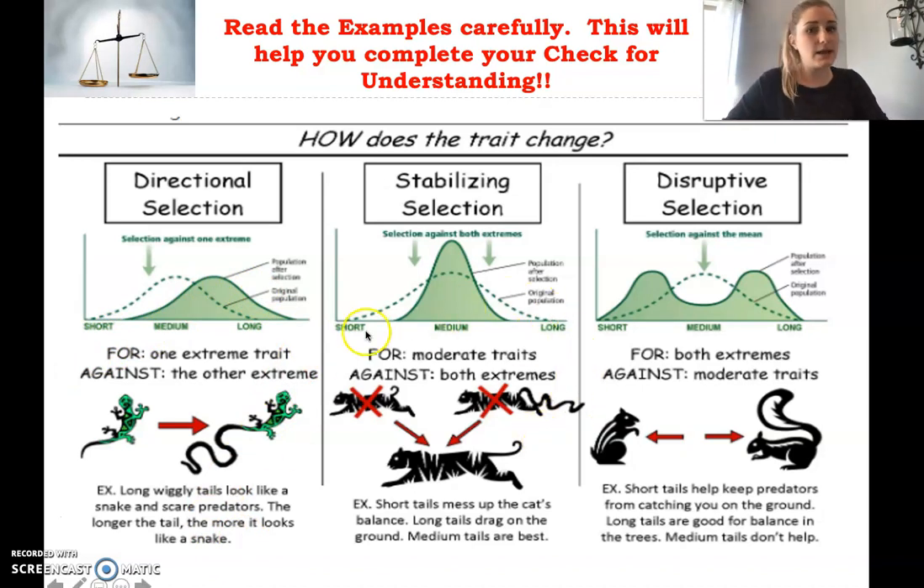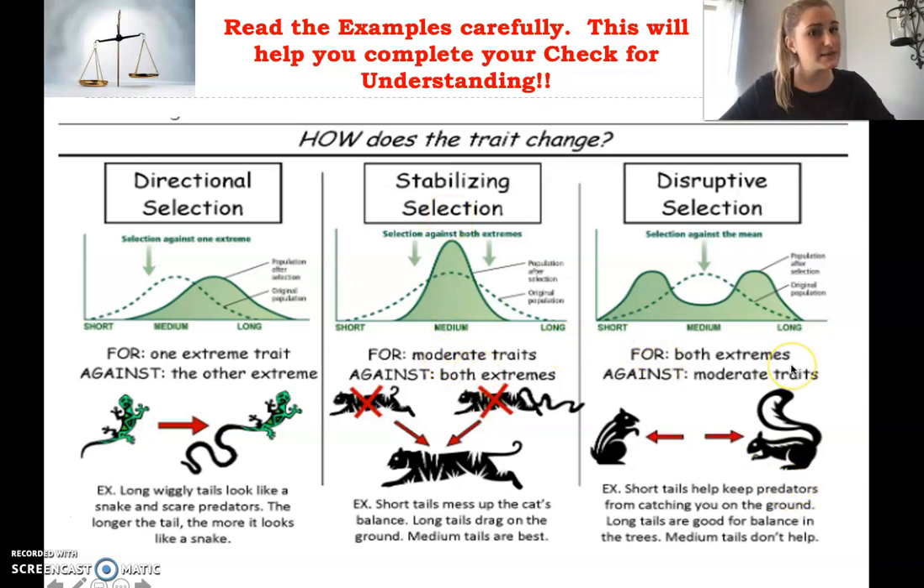For the second, once again, we have short, medium, and long tails. Short tails mess up the cat's balance. Long tails drag on the ground. Medium tails are the best. This is going to be stabilizing selection because we are selecting for the intermediate or the medium one. Too short, it's going to mess up the balance. Too long, it's going to drag on the ground. The medium is the best.